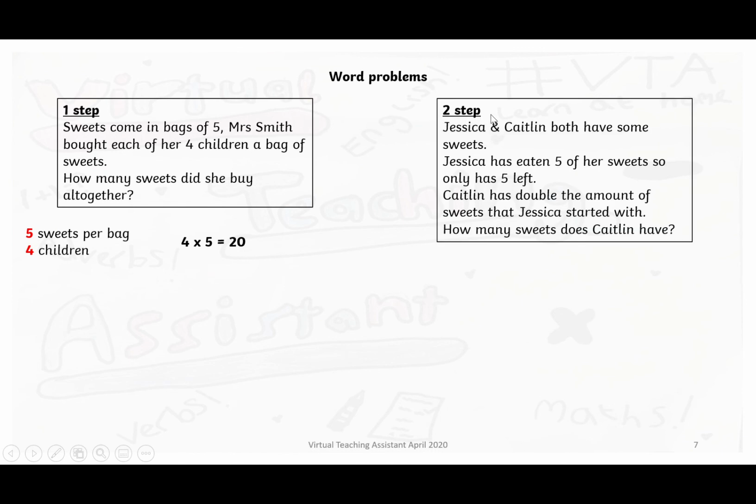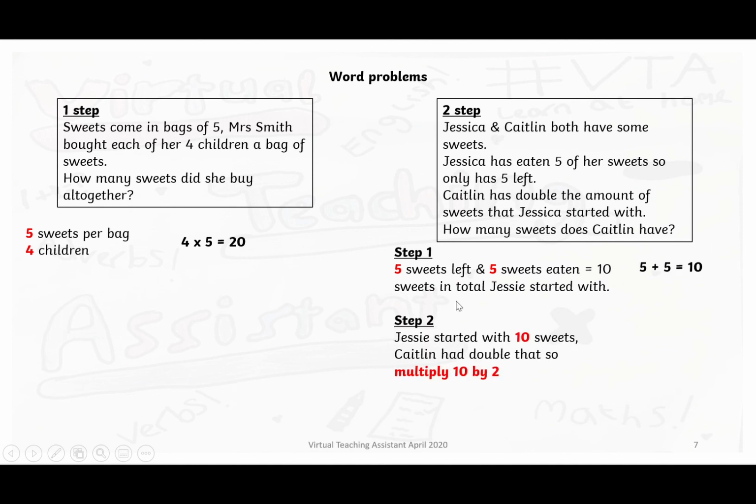Next, you'd move on to a 2-step question. So Jessica and Caitlin both have some sweets. Jessica has eaten 5 of the sweets, so only has 5 left. Caitlin has double the amount of sweets that Jessica started with. How many sweets does Caitlin have? So first we need to find out how many sweets Jessica started with. Okay, so she had 5 sweets left and she's eaten 5 because it tells me that there. So she must have started with 10.